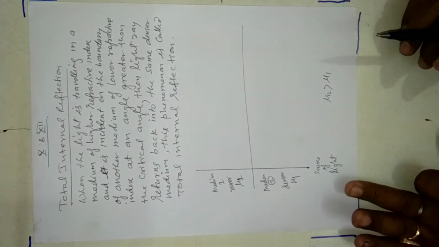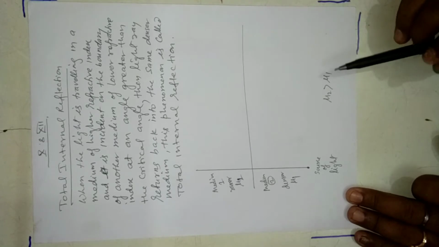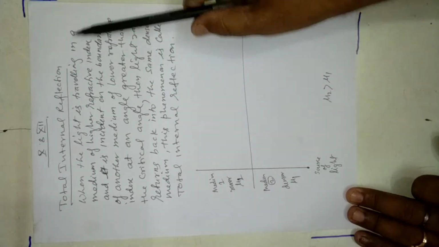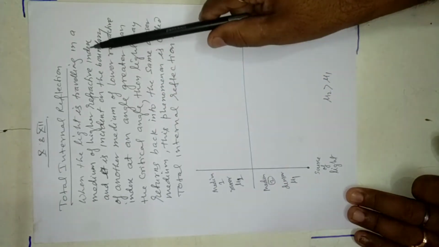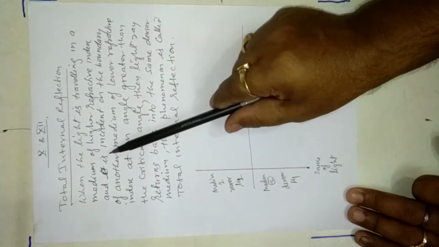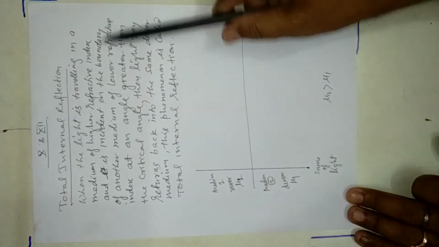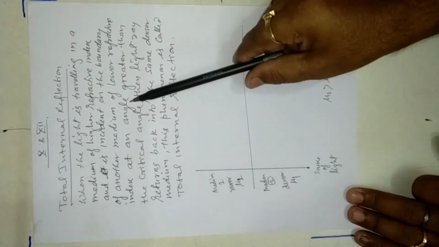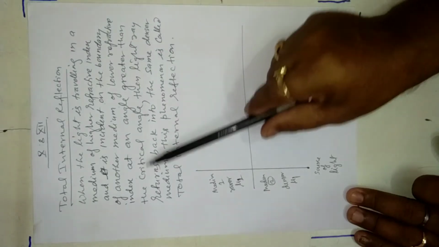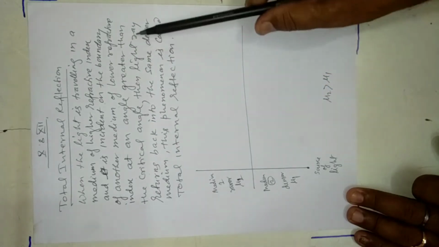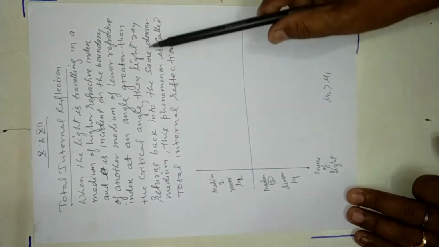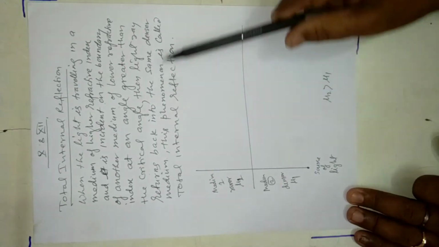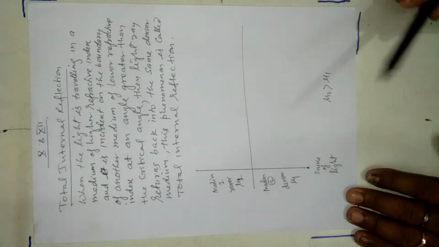What is total internal reflection? As written here, when the light is traveling in a medium of higher refractive index and is incident on the boundary of another medium of lower refractive index at an angle greater than the critical angle, then the light ray returns back into the same denser medium. This phenomenon is called total internal reflection.